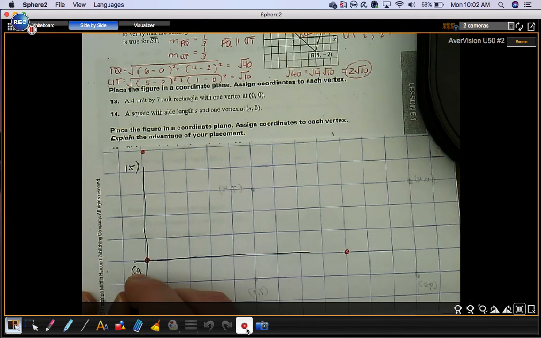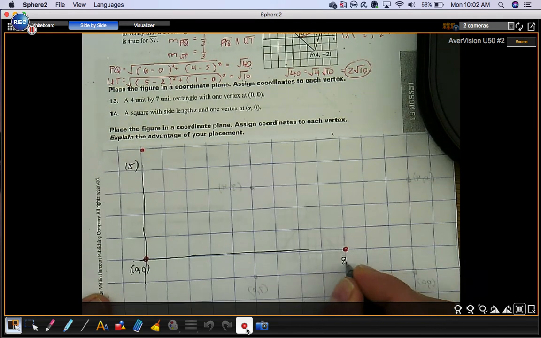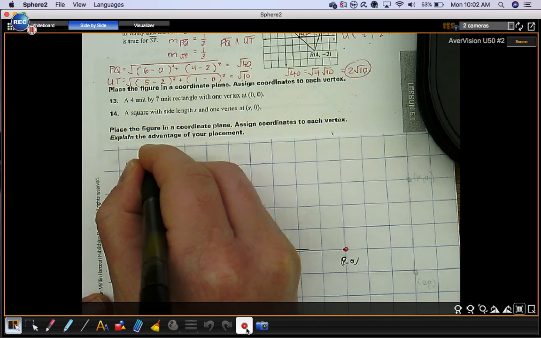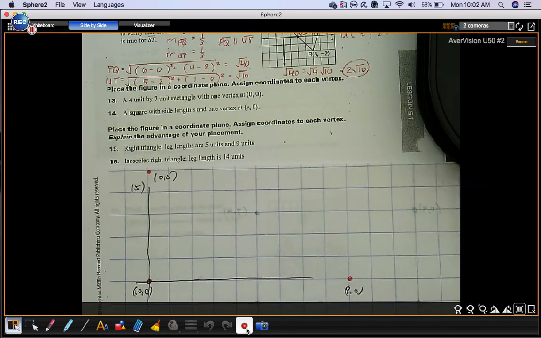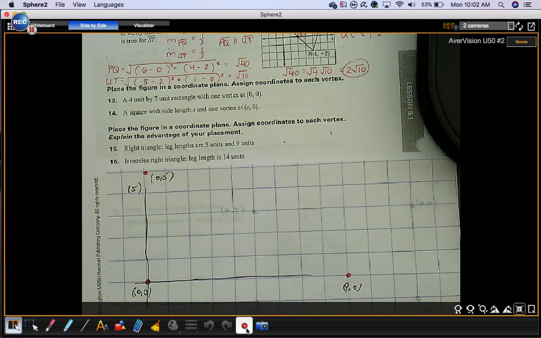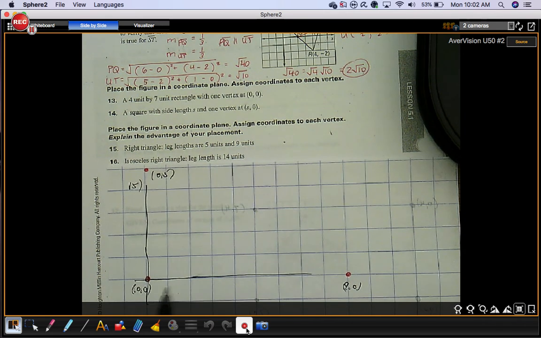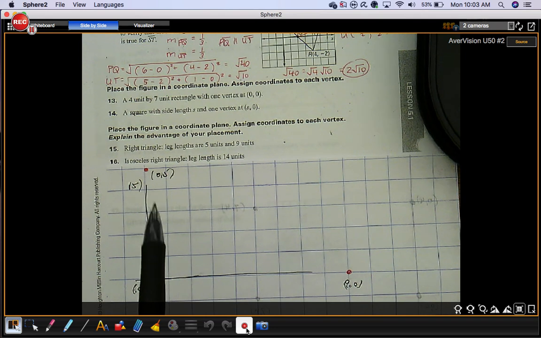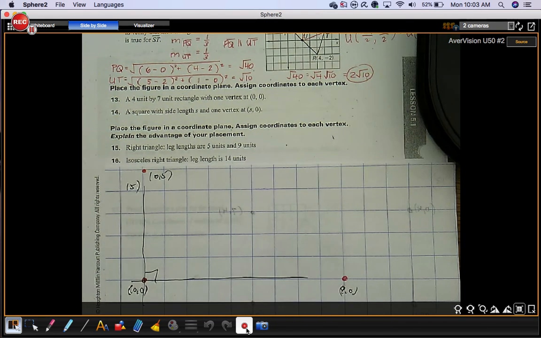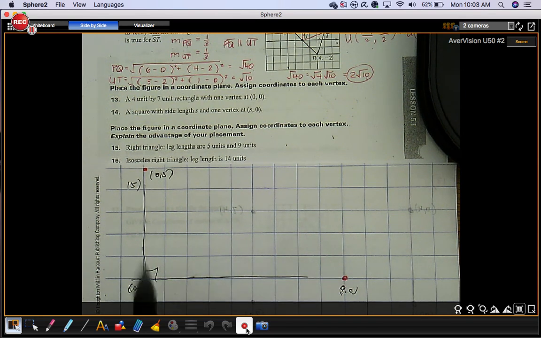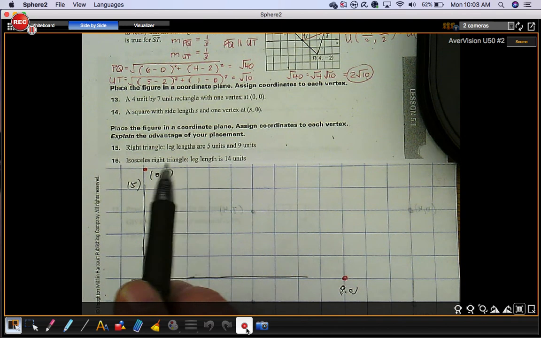We have a 0, 0. We have a 9, 0. We have a 0, 5. An isosceles right triangle, you're going to do the same thing. This is number 16 now. You would put the right angle right here. You would count over 14 and up 14. That way it's isosceles.